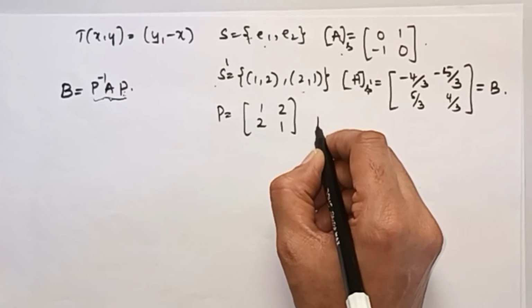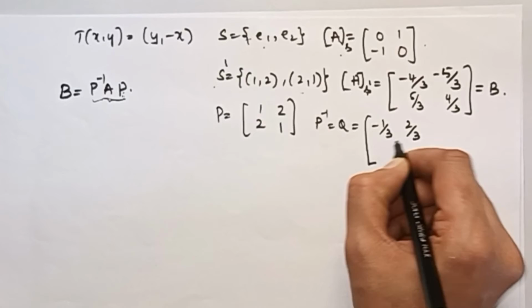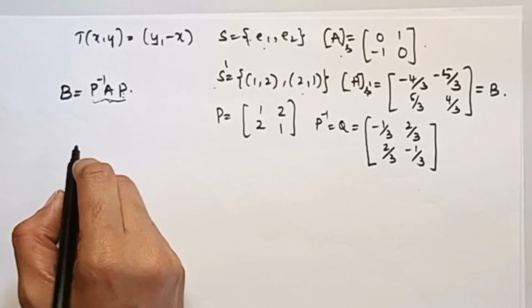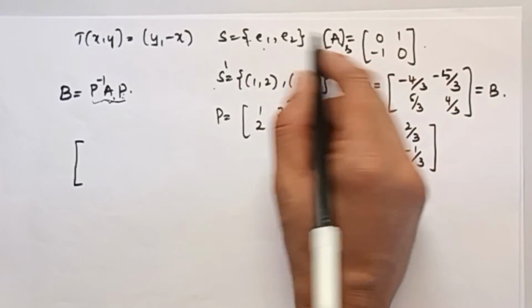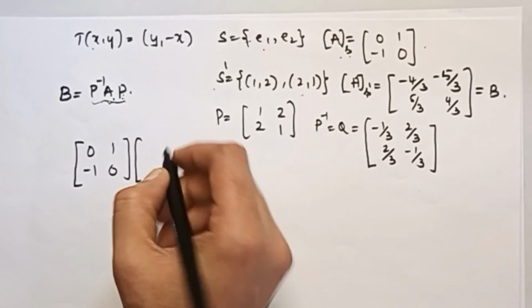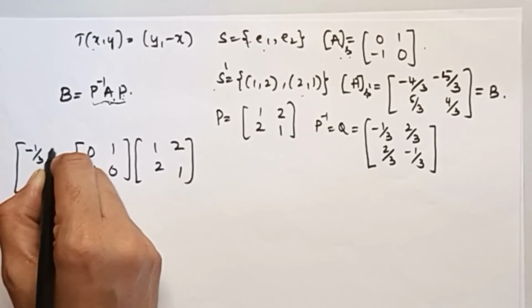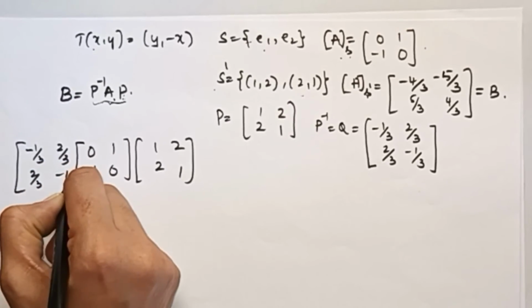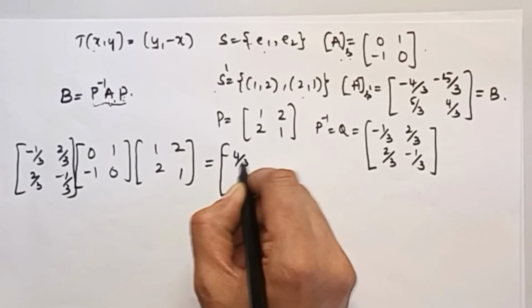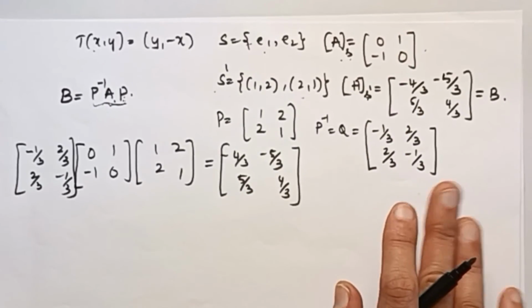Okay, and its inverse P inverse, which is nothing but Q, is minus 1 by 3, 2 by 3, 2 by 3, and minus 1 by 3. Now when you apply that here, A is the matrix of transformation with respect to the standard basis, that is 0, minus 1, 1, 0. Then here comes P, 1 2 2 1. Then here comes P inverse, minus 1 by 3, 2 by 3, 2 by 3, minus 1 by 3. So this finally gives you minus 4 by 3, minus 5 by 3, 5 by 3, and 4 by 3. That means to communicate between these two systems, this is necessary.